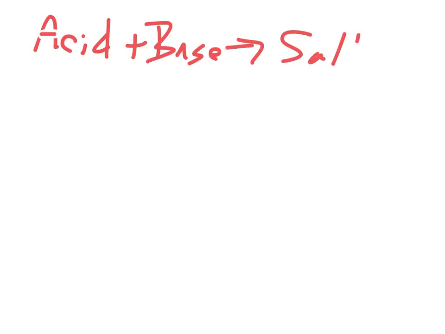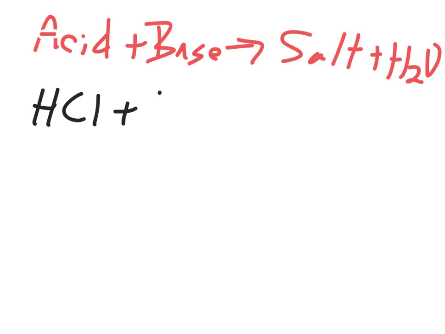Let me do this again. Anytime you have an acid plus a base, this is going to give you a salt plus water. Okay? This is a double replacement reaction. Anytime you mix an acid and a base, it neutralizes, and your products are always going to be a salt and water. It doesn't matter what type of acid you have, like what we just did, and we did a base.